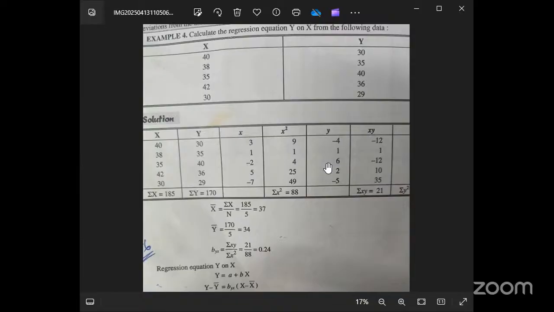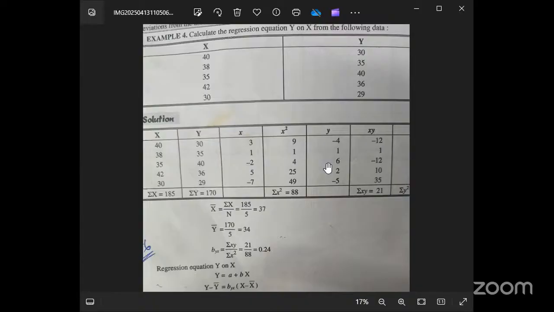So what is the first value in x? 40. And what is x bar we got? 37. 40 minus 37 will give you 3. So the first value is 3. Second value is 38. x is 38, x bar is 37. 38 minus 37 gives us 1. And what is the third one? 35 minus 37, which gives us minus 2.